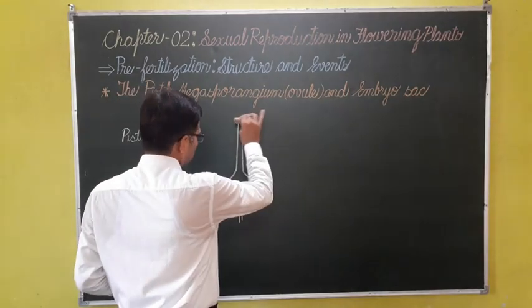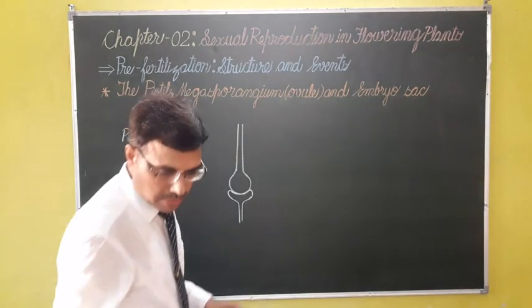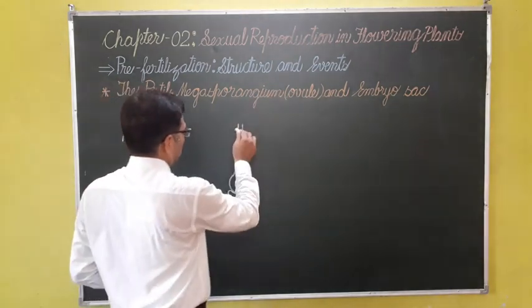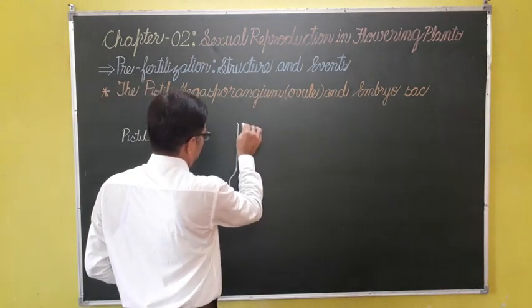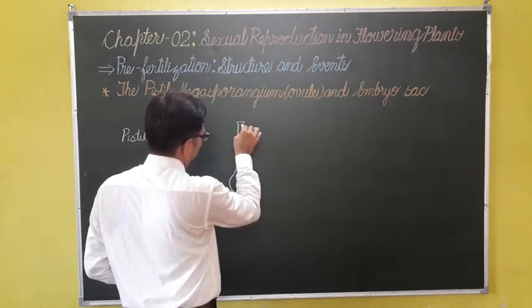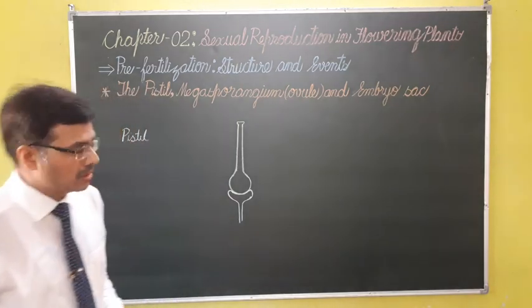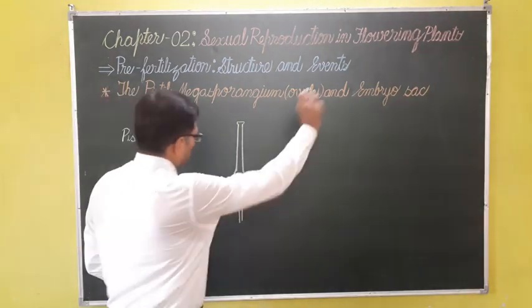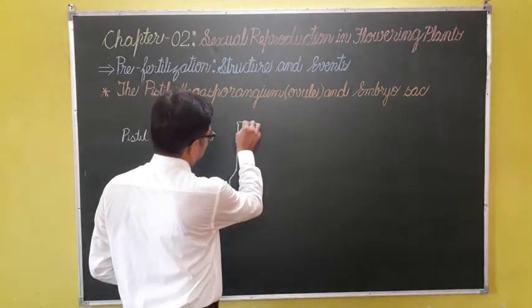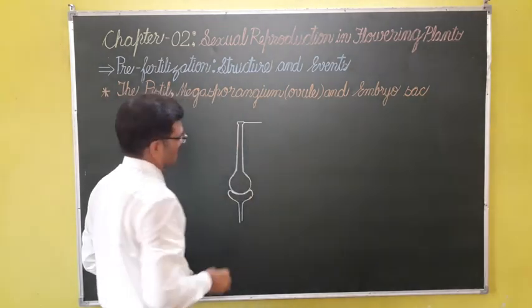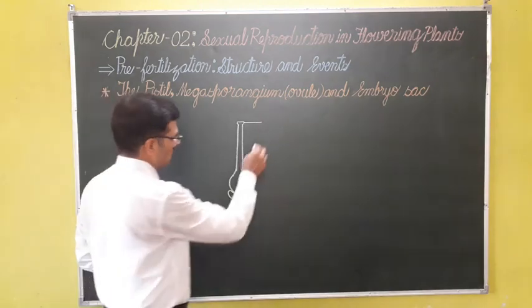I have told you it is a single pistil, so at the tip only one lobe will be there. Now it is showing a single pistil, right? So the different parts of this pistil: at the tip, this is called stigma.